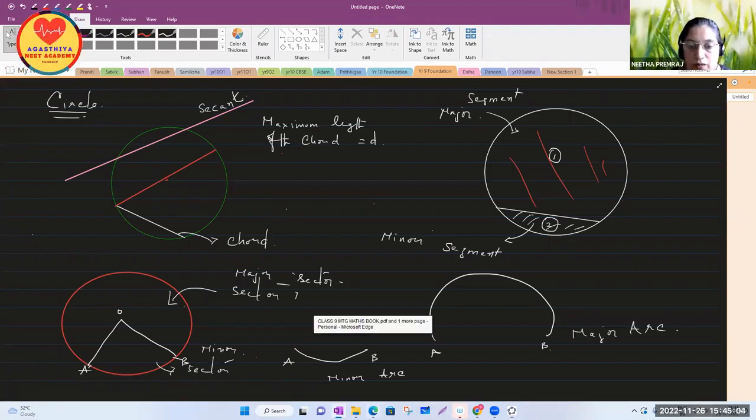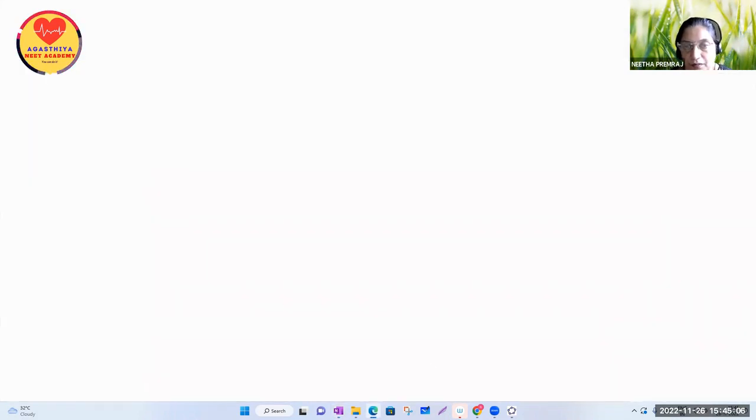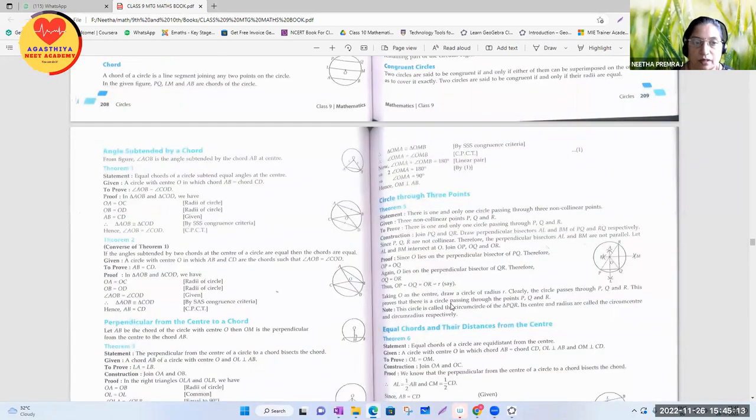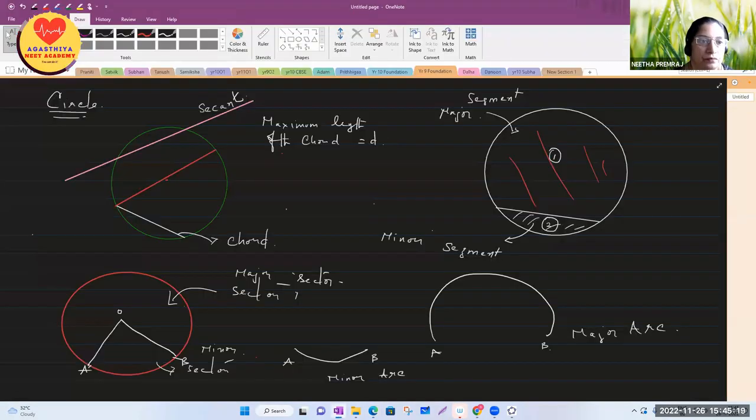Next, the concepts we are going to see are chords and angles. Related to chords and angles, what are the properties that we are going to see? I'll show you one by one.